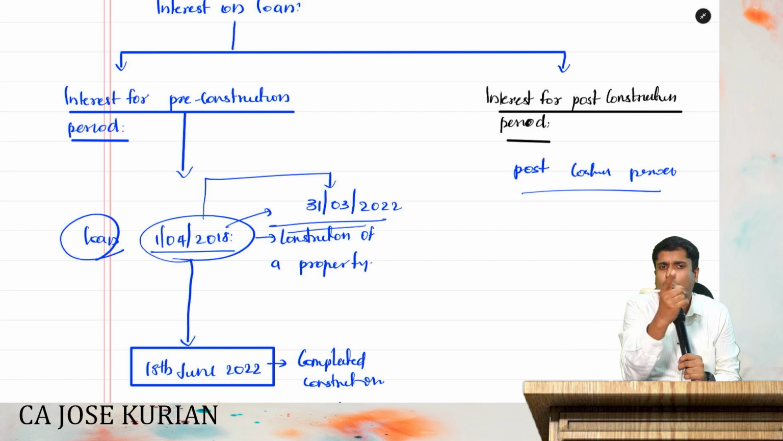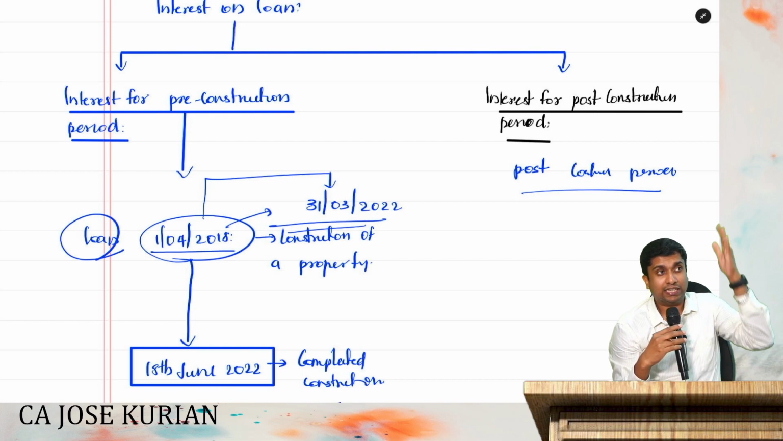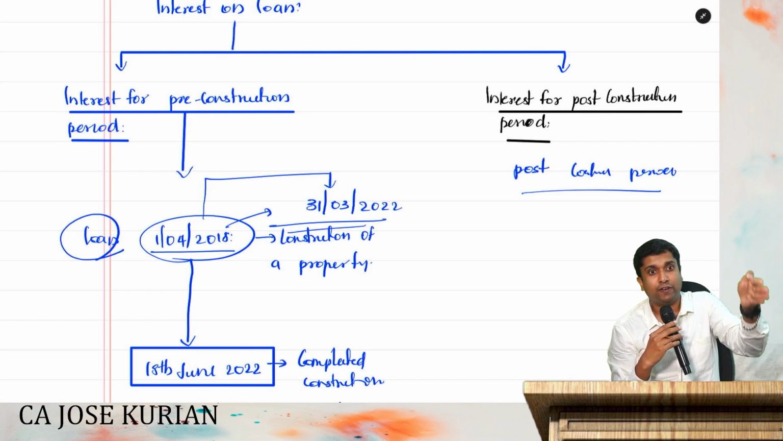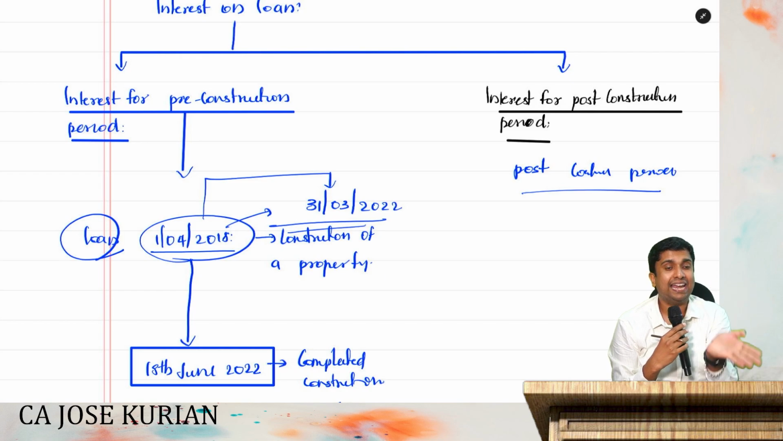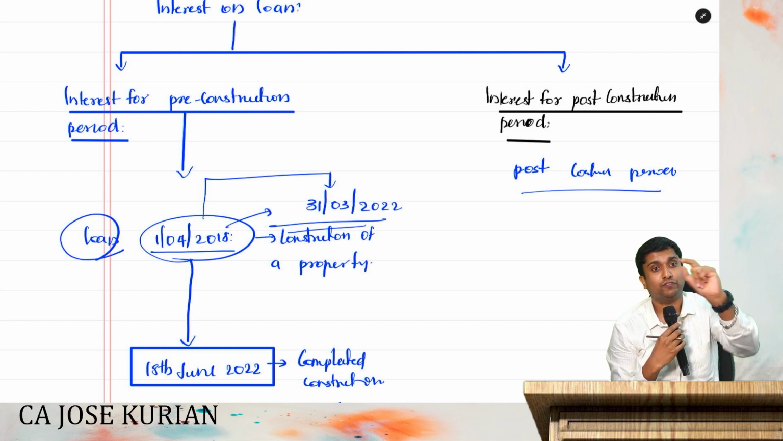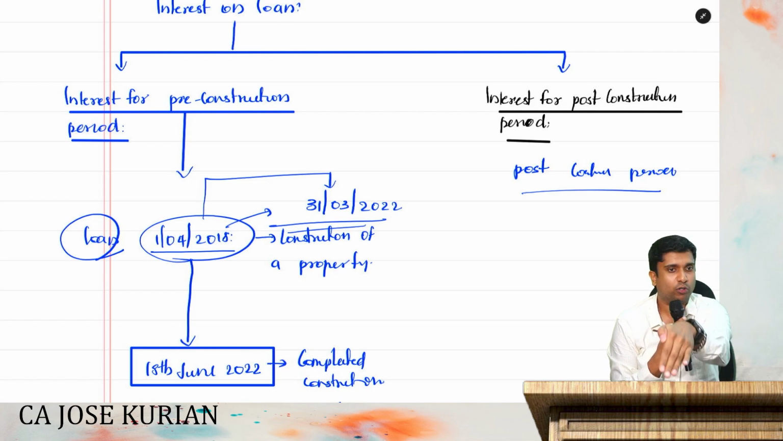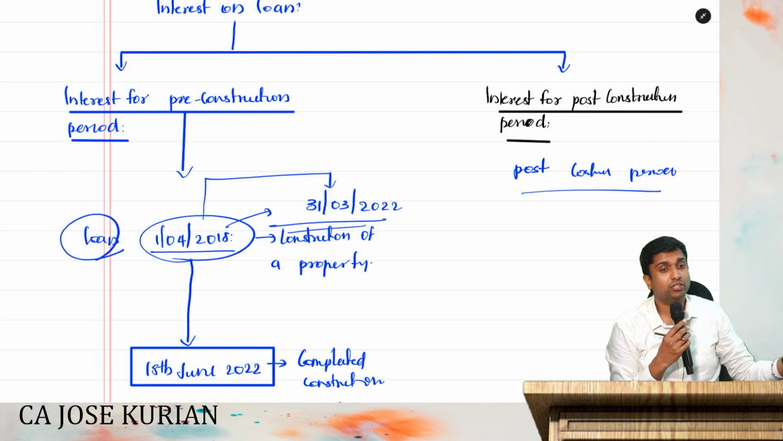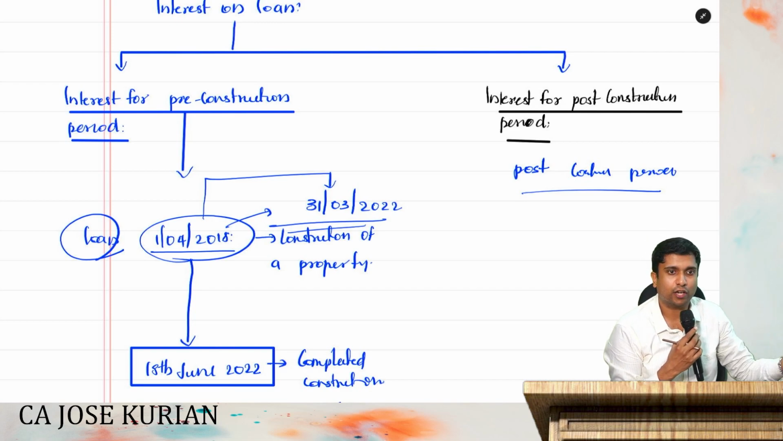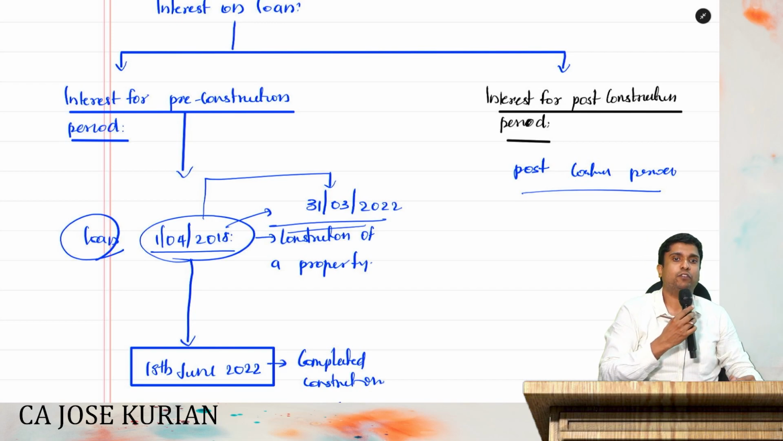What is interest for pre-construction? What is pre-construction? It starts from the year in which you take the loan, and ends with the 31st March of the year preceding the year of completion. Year of completion is always post. That's what we have to say.